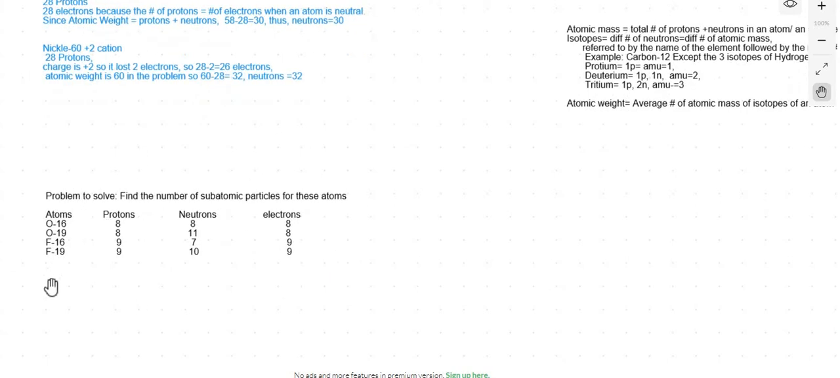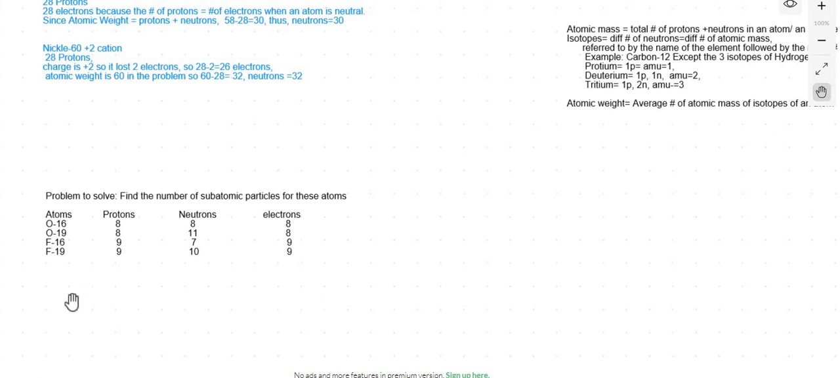Now, this is a problem that I would like for you guys to solve. You can just solve it without looking at the answers. It's just asking you to find the number of subatomic particles for these atoms. So these are the atoms, or the isotopes of these atoms, and just find the number of protons, neutrons, and electrons. The answers are already here, but if you could just ignore the answers and find the answers, and then let's just see if you got them right, that would be great.